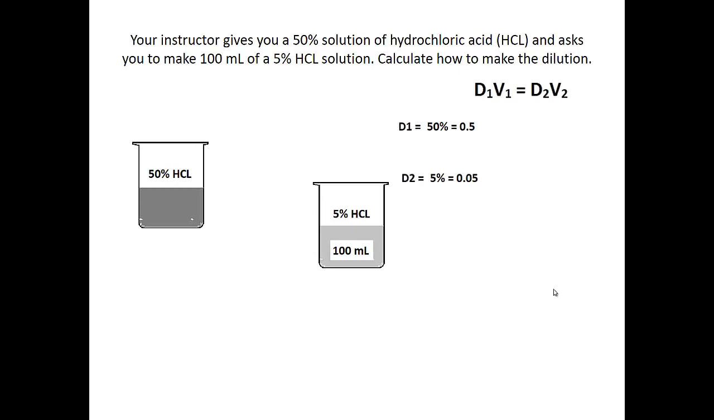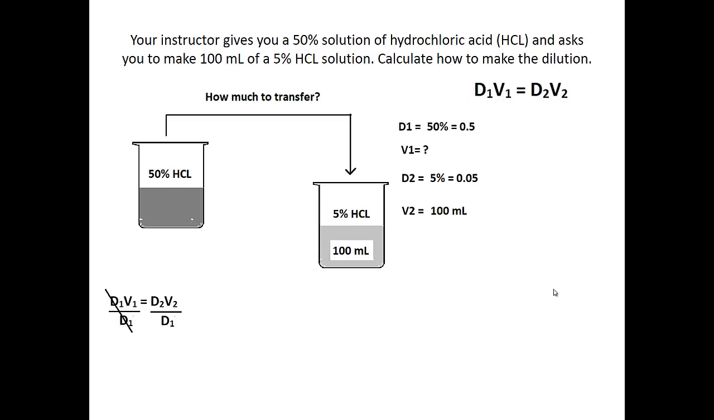So we're starting with the 50%, move the decimal, divide by 100, we got 0.5, and we're going to make a 5%, we're going to have a 0.05. We're going to make 100 mLs. Once again, the question is, what is V1? How much to transfer? So it's the same kind of problem we just did last time. I'm going to go a little faster, by the way. Rearrange the equation, just like we did before.